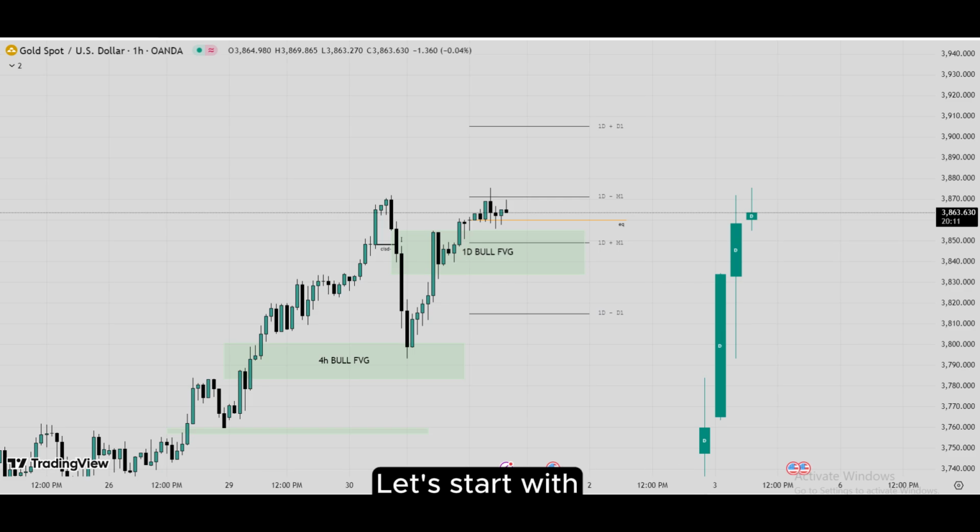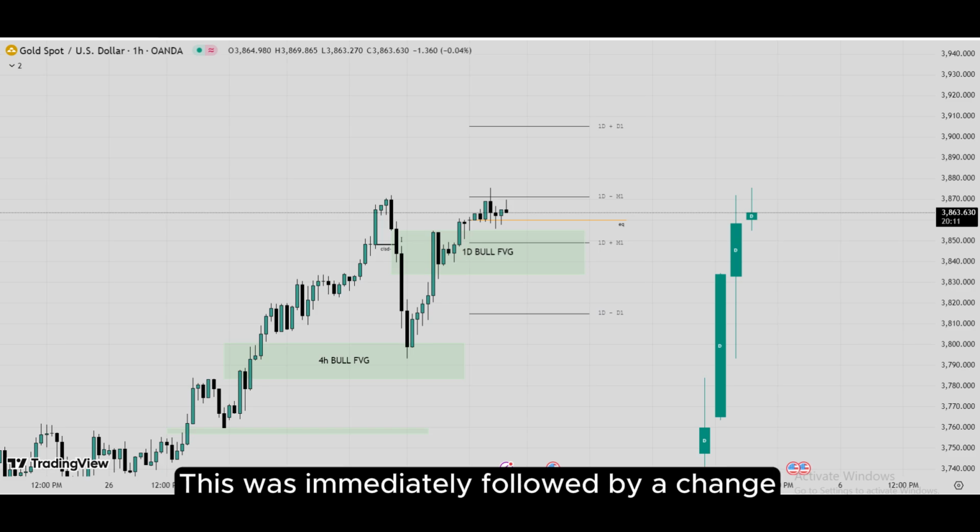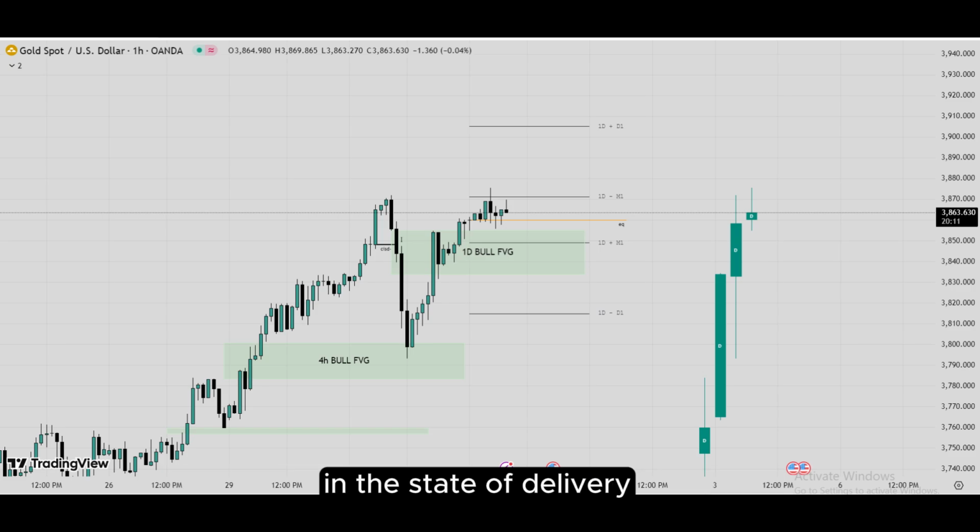Next, let's start with gold. We saw a liquidity sweep that took out a key low. This was immediately followed by a change in the state of delivery, which propelled the price right into a 4-hour fair value gap. This is a significant level to watch.